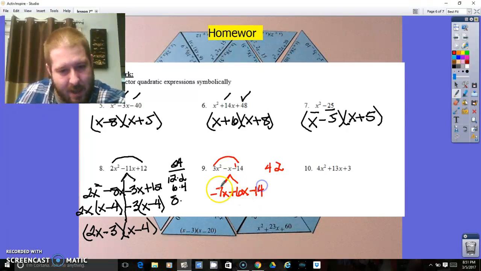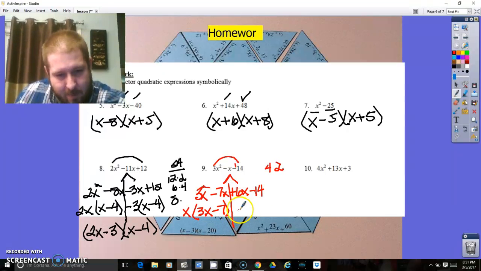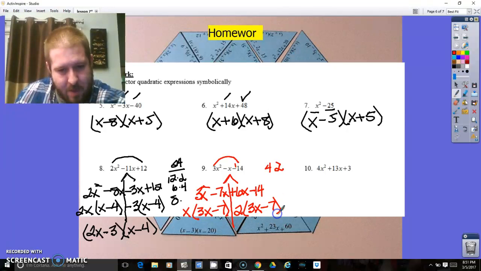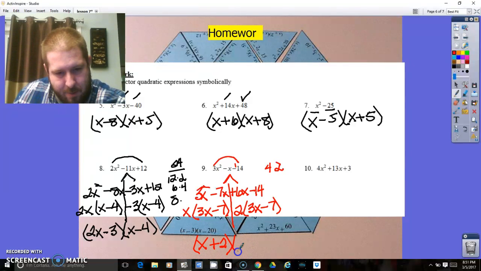Bring down the 14, bring down the 3x squared, split it in half. They can both be divided by x, leaving you with 3x minus 7. Both can be divided by 2, which leaves you with 3x minus 7. So the answer is x plus 2 times 3x minus 7.